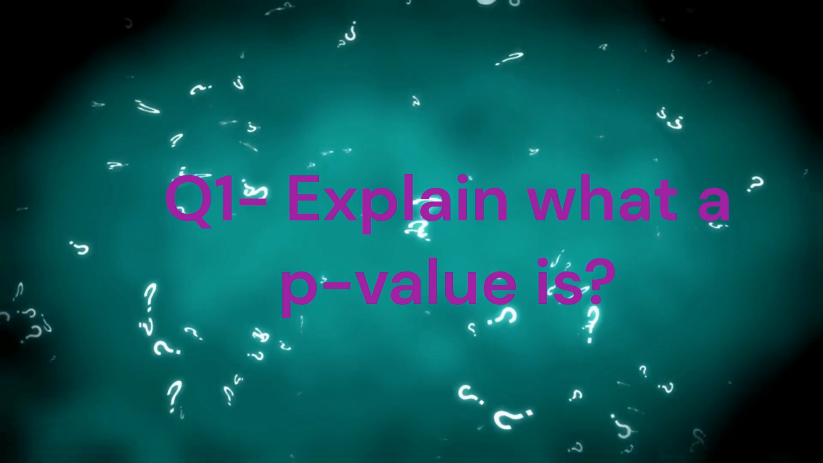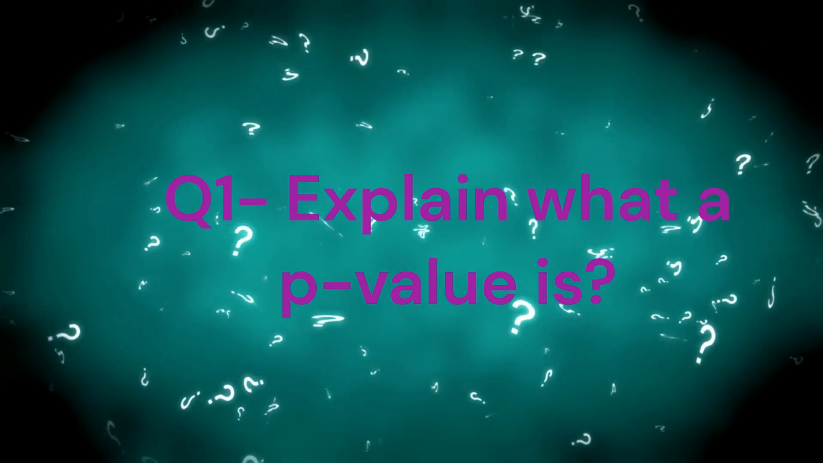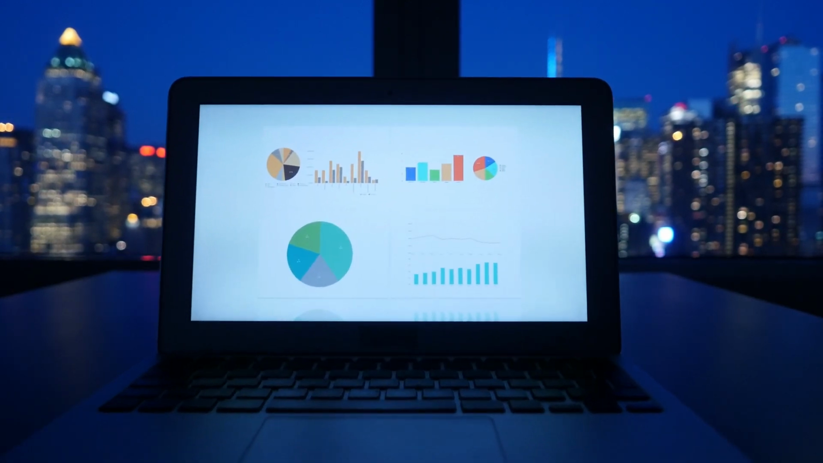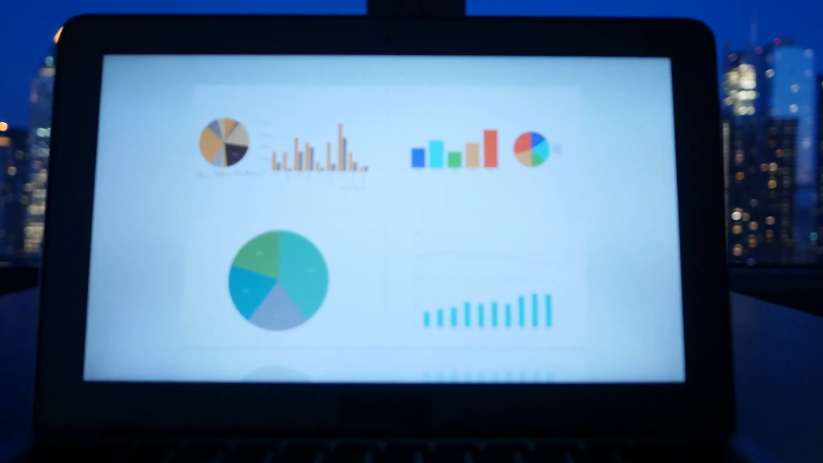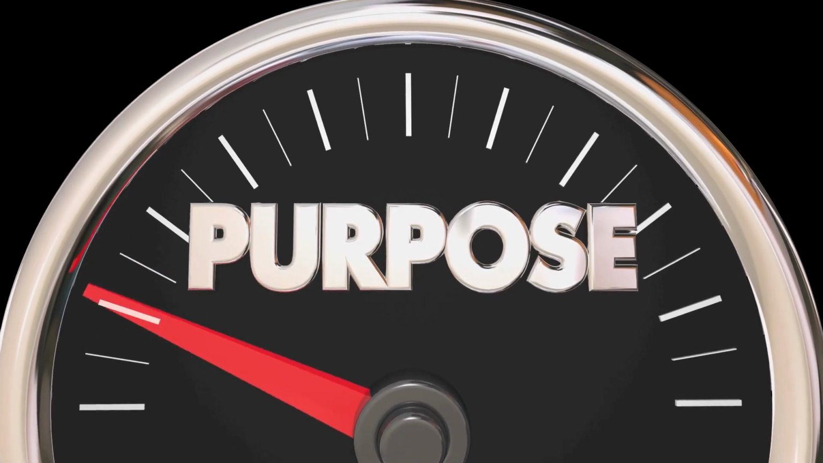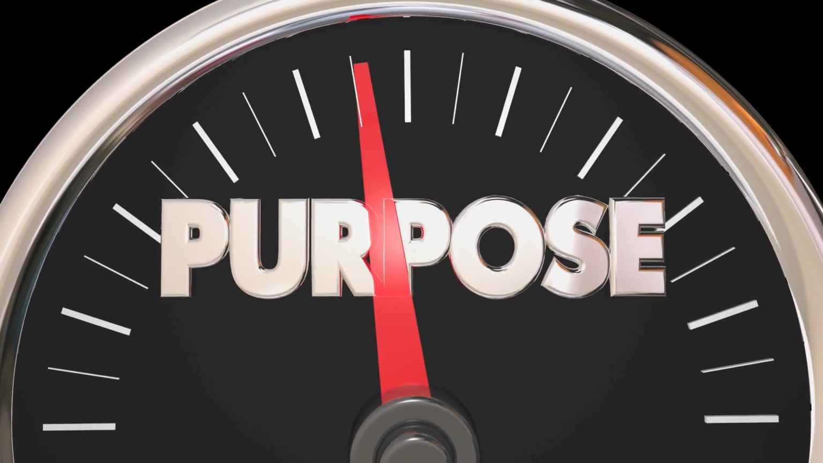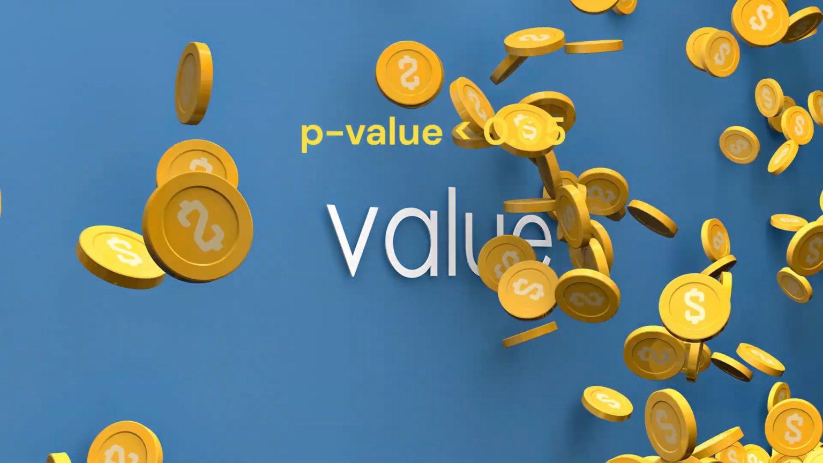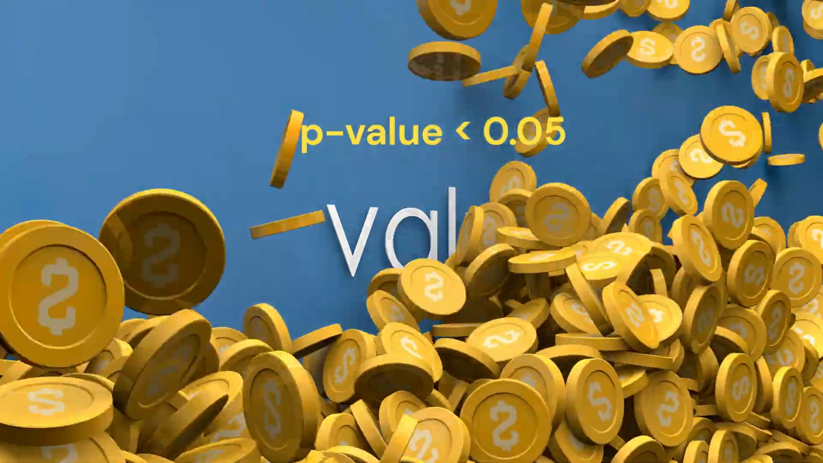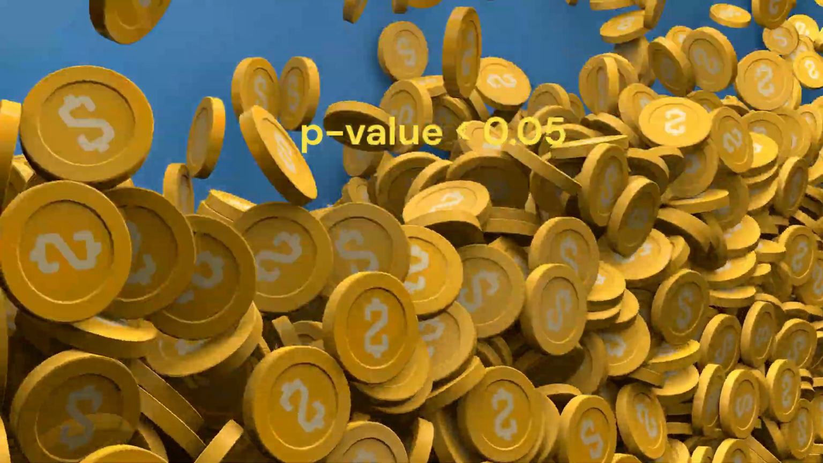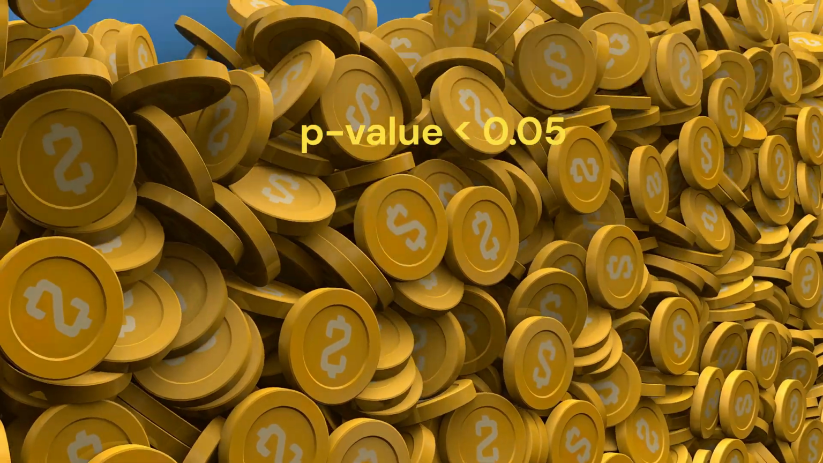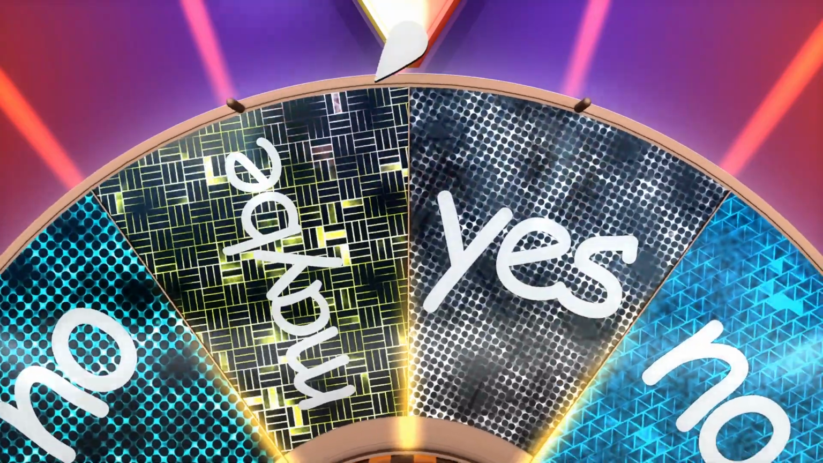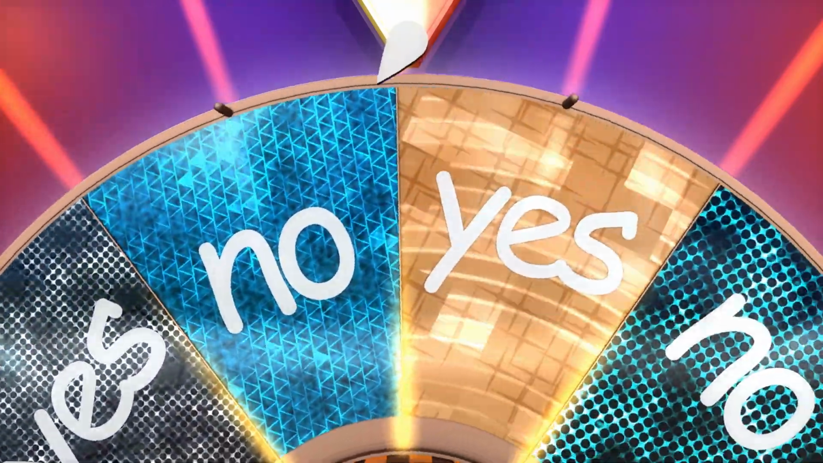Question 1. Explain what a p-value is. Definition: a p-value is a statistical measure used to assess the evidence against a null hypothesis. Purpose: it helps data scientists determine if observed results are likely due to chance or if there's a meaningful effect. Significance level: a lower p-value, usually below 0.05, indicates stronger evidence against the null hypothesis. Decision rule: data scientists use the p-value to decide whether to reject the null hypothesis in favor of an alternative hypothesis.